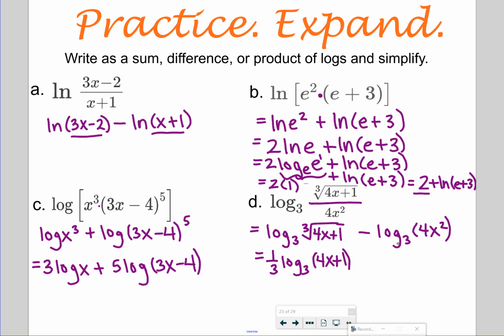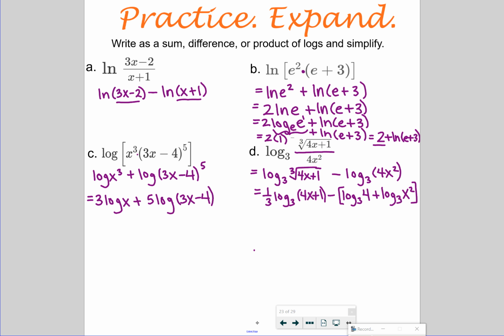Now, the second term here is a little trickier. That squared applies only to the x, not to the 4. So I need to separate these from one another first. So I'm going to split this into 2 separate logs. The 4 is multiplied by the x squared, so it's changing into addition. But that minus in front is going to apply to both of these logs. So it's going to be minus log base 3 of 4 plus, because it was multiplication, log base 3 of x squared. Then you can distribute your negative in. So keep that first term the same.